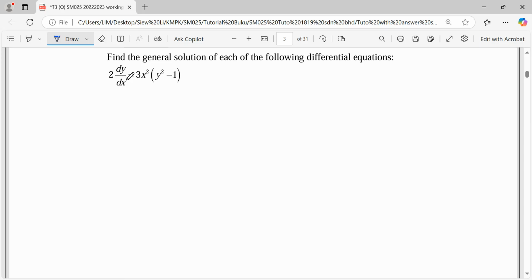Hi everyone. For this question, we're going to find the general solution of each of the following differential equations. Look at our differential equations here. We can see the variable x and variable y are in separate factors. This is a factor of y, this is a factor of x. When it is factorized completely, with one variable in each bracket, these questions can be solved by using the separable method.